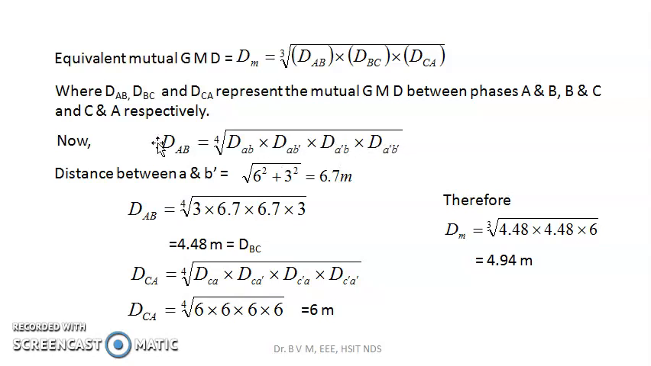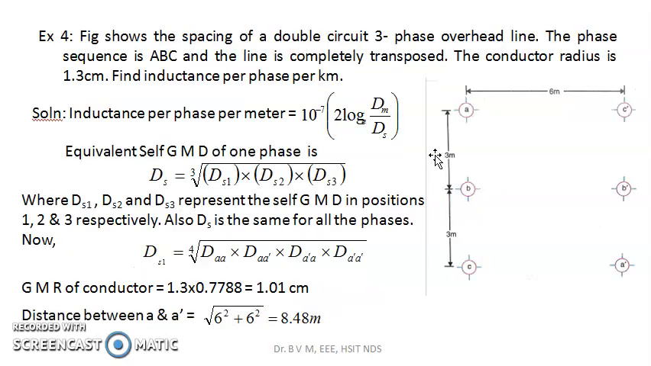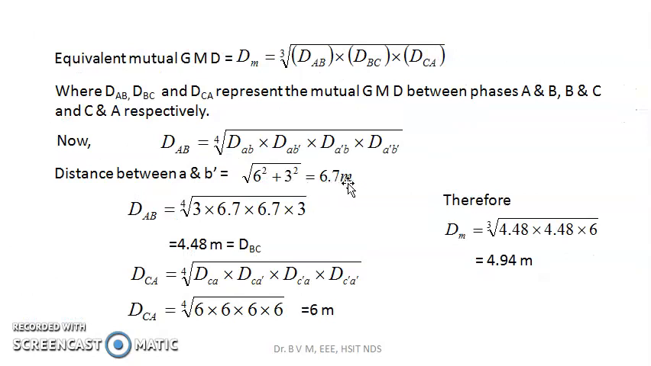And what is dab? The distance between A and B is 3 meters. The distance between A and B dash is under root 3 square plus 6 square, that is 6.7 meters, and A dash B is the same again. A dash B dash is also 3. Finally, what we will get is 34.48 meters.